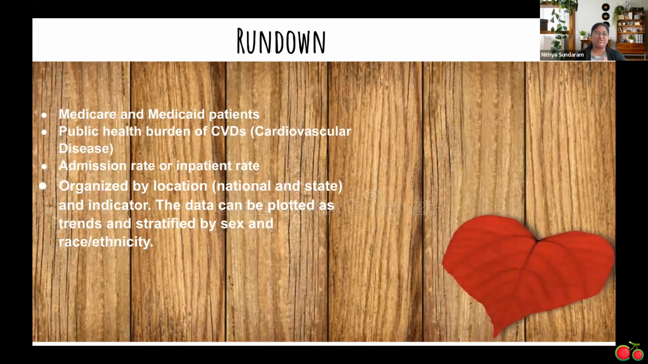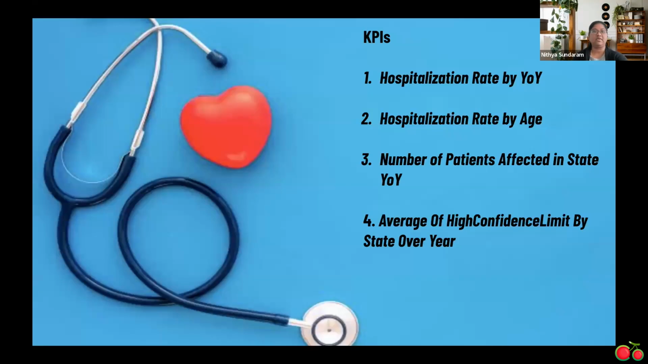This data provides a comprehensive picture of the public health burden of cardiovascular diseases such as heart attack, stroke, and heart diseases like myocardial infarction. It is organized by locations and indicators like age, gender, race, and ethnicity. The KPIs are hospitalization rate year over year, hospitalization rate by race year over year, number of patients affected by state year over year, and average of high confidence limit by state over year.